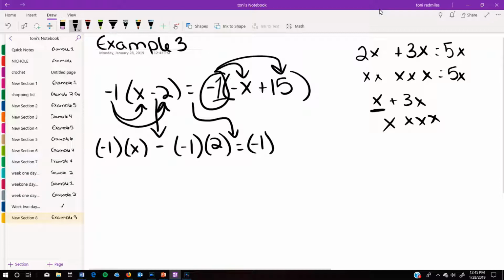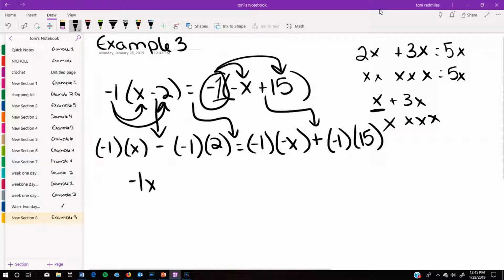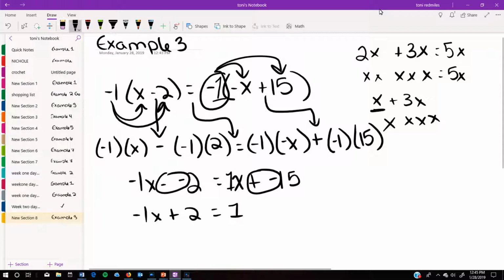So negative 1 times a negative x this time. Bring down my plus or my positive, however you want to look at it, and I have a negative 1 times 15. Negative 1 times x is a negative 1x. Negative 1 times 2 is a negative 2. Negative 1 times a negative x is going to give me a positive 1x, okay? Plus negative 1 times 15 gives me a negative 15. I got to clean up these signs. So negative 1x, two negatives make a positive, and a positive and a negative make a negative.